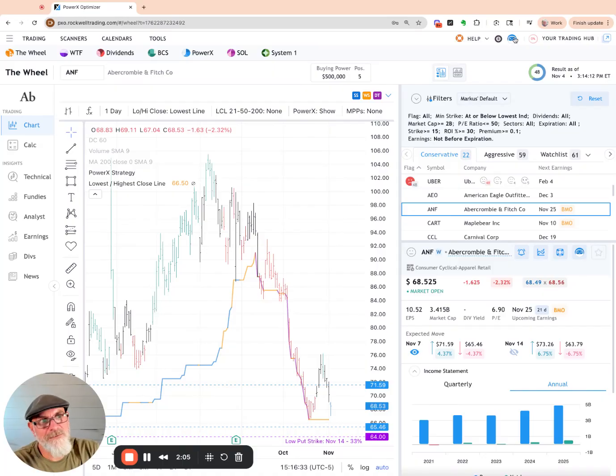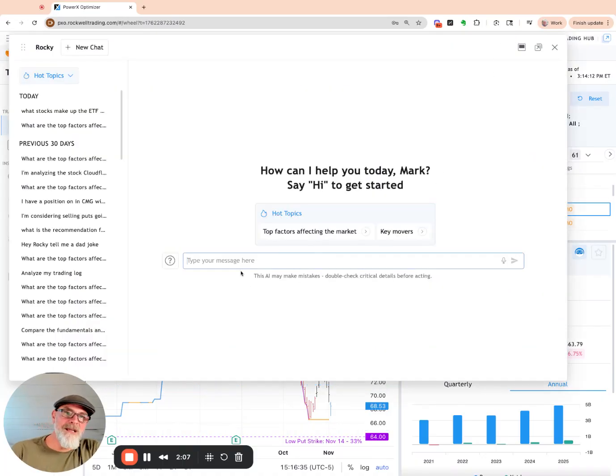Well, let's give Rocky this task. I'm going to click on the Rocky icon, and this is not a trade I'm in, but we can use an example here. So let's assume the following. Hey, Rocky, I own 300 shares of Abercrombie and Fitch at $82 a share. I'm interested in buying more shares at $68.50, and I wonder how many shares I should purchase in order to bring my cost basis down from 82 to $76 a share.